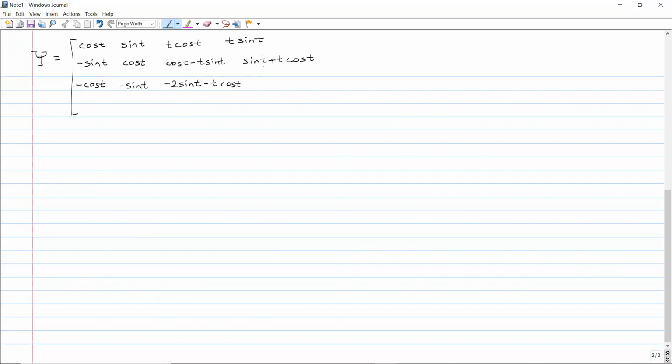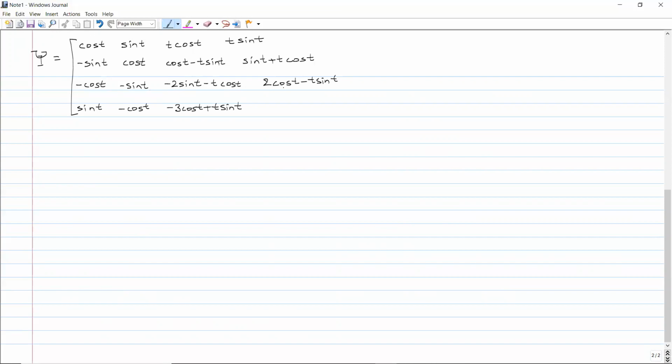Similarly, derivative of sine t is cosine t, but from the next term, t cosine t, when you differentiate t, you get cosine t again. So 2 cosine t minus t sine t. And the third derivative of minus cosine t is sine t. Derivative of minus sine t is minus cosine t. Derivative of minus 2 sine t is minus 2 cosine t, but another minus cosine t comes from the derivative of the next term. So minus 3 cosine t plus t sine t.